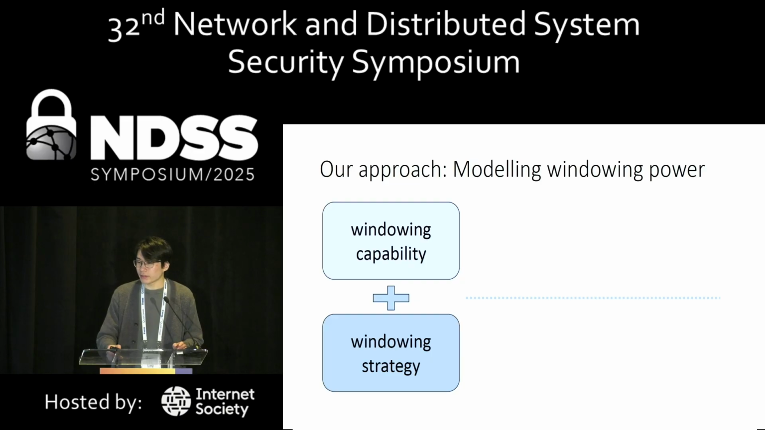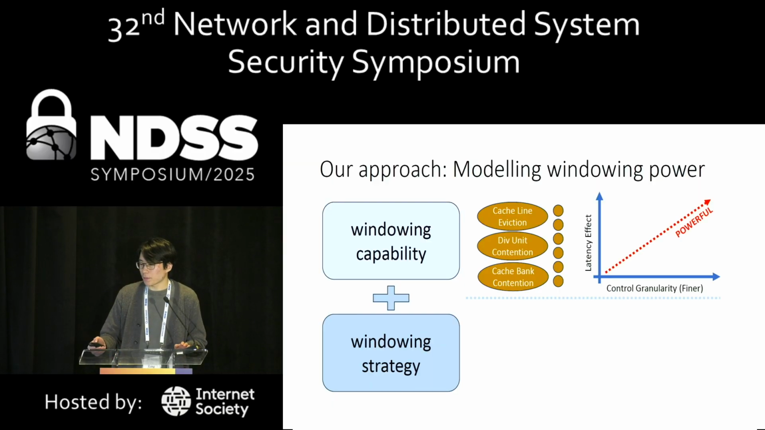With these insights, we first present a systematic modeling of windowing power. We see windowing power as a combination of two parts. The first part is windowing capability, which contains all possible techniques for the attacker to affect the timing of gadget execution. Some examples include cache line eviction, division unit contention, and many more. We evaluate them based on their latency effect and their control granularity, and we focus on the most powerful ones.